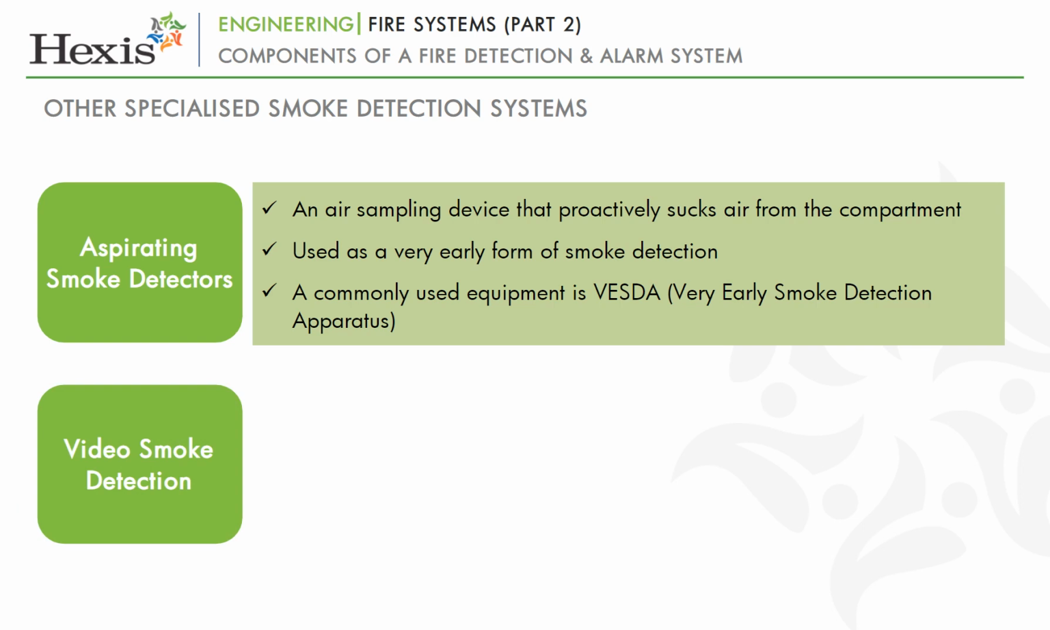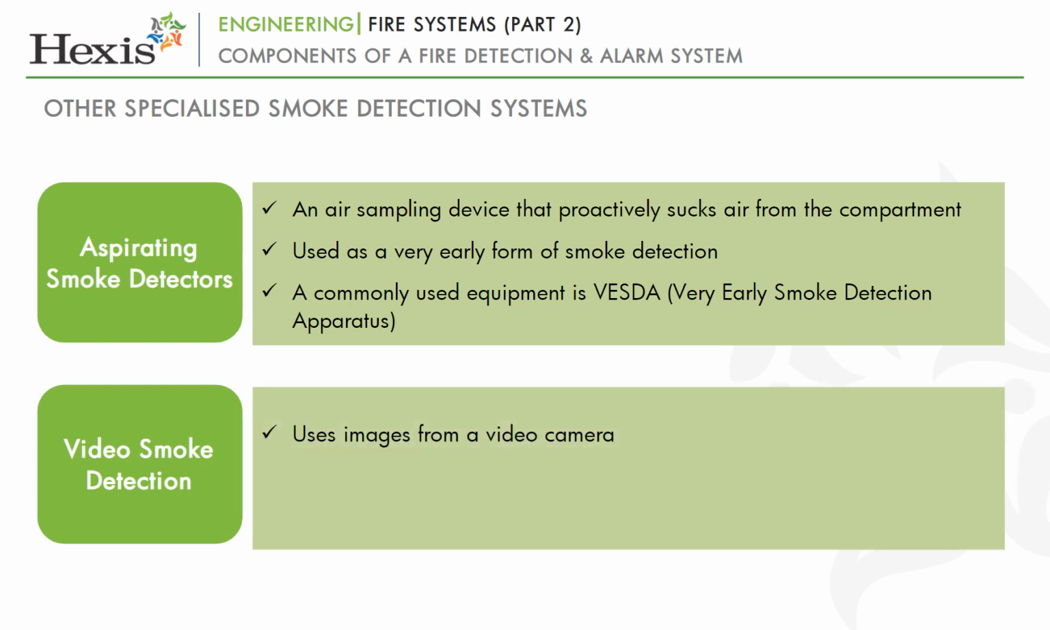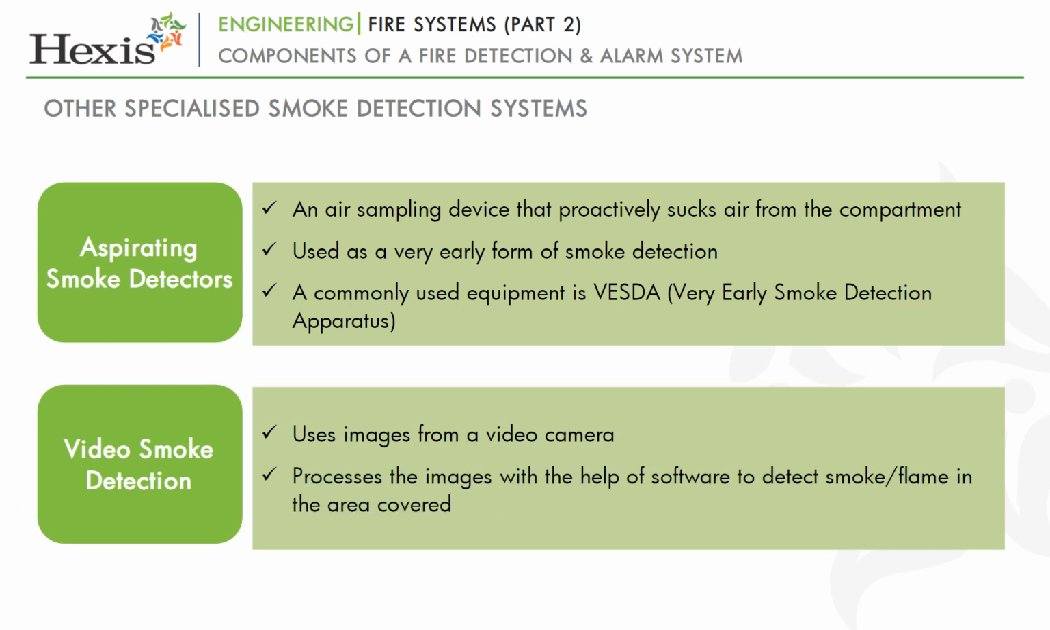Video smoke detection. As the name indicates, video smoke detection uses images from a video camera and processes the same with the help of software to detect smoke or flame in the area covered.